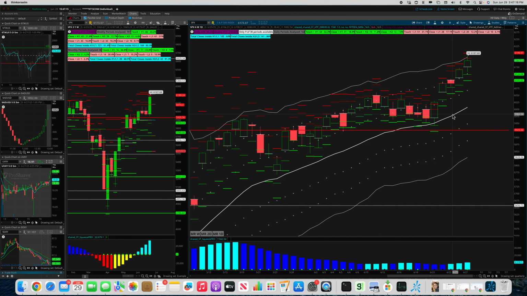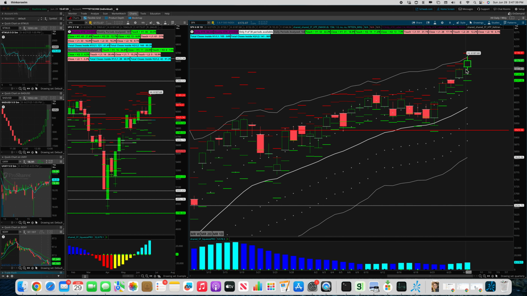I have my Keltner channels set up to highlight the daily 21 EMA, which is this middle white line right here. We often refer to the daily 21 as the mean. And then I also have the first, second, and third standard deviations from the daily 21 set up on my Keltner channels.